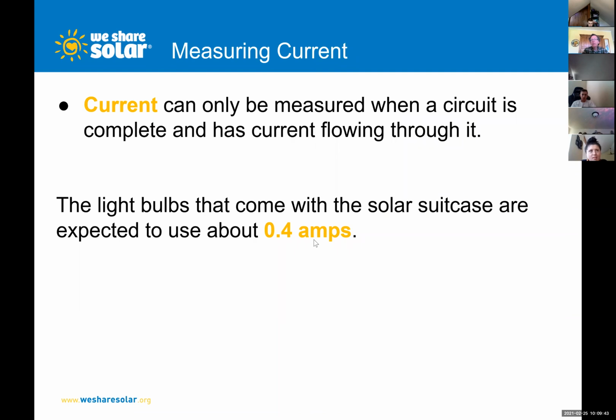So current can only be measured when a circuit is complete and the electricity is moving. You can't measure current in a circuit that's turned off. And just for reference, the light bulbs that come with a solar suitcase use about 0.4 amps.